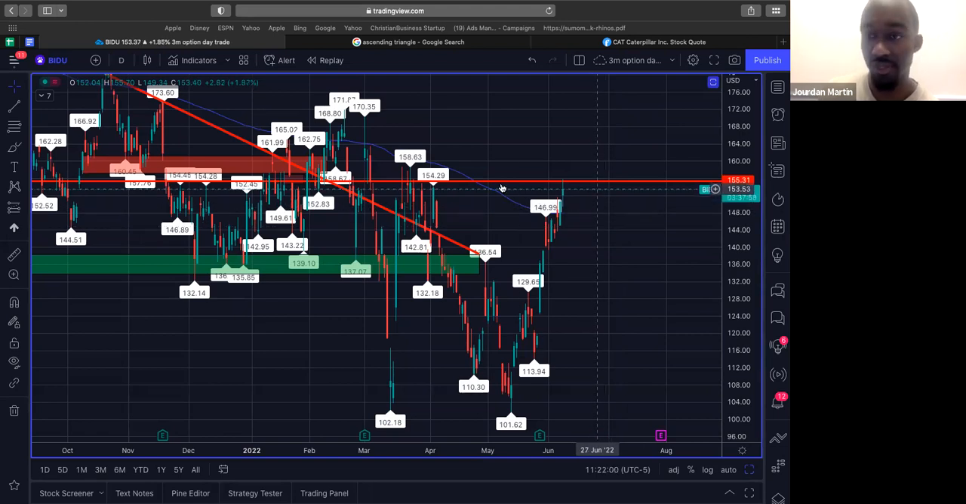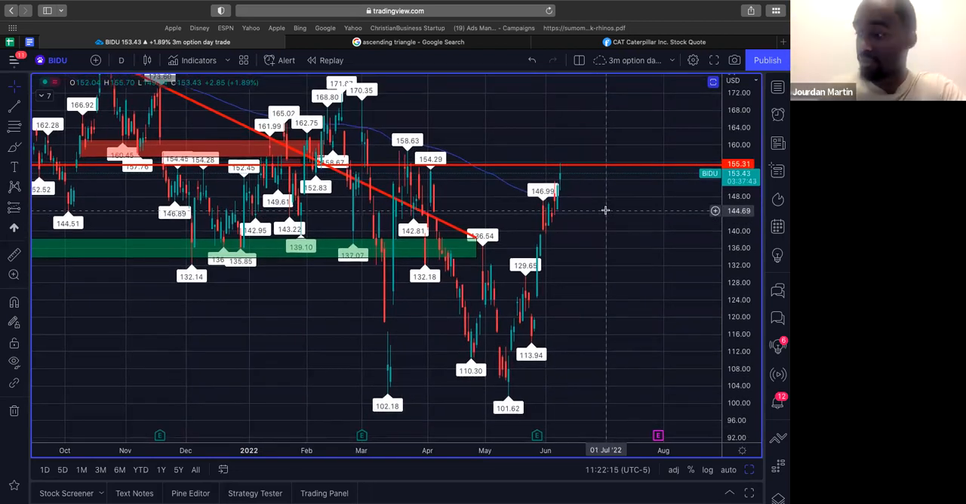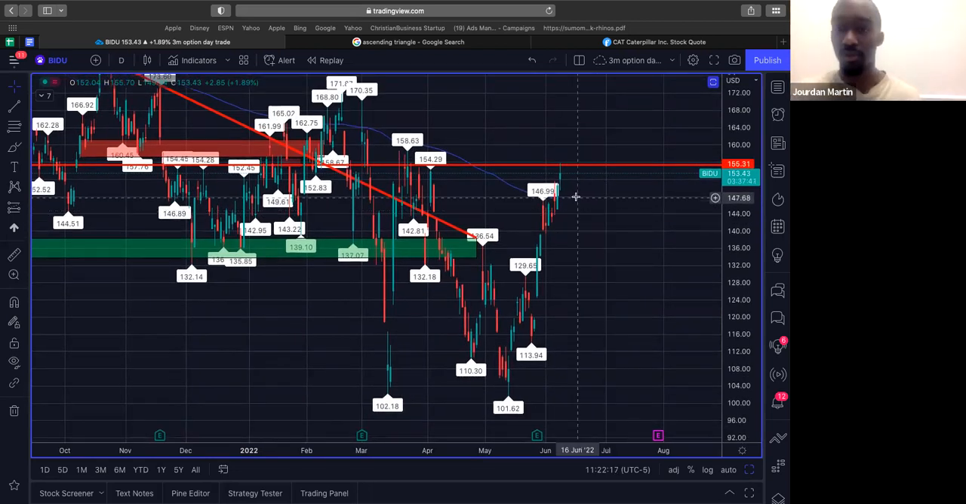So we got a rejection right here. I charted out that 154 area before. We see rejection here, rejection here, rejection here, and then we're rejecting 155.70 today. So nothing in particular I'm seeing here. For me, I'm not really swinging.